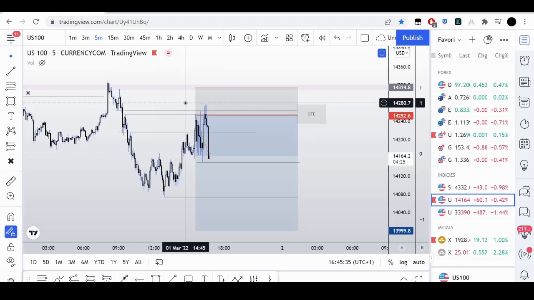Okay, where's this high? 14278. I've got to go through multiple accounts just to do this. I need a trade copier, bro. All right, 14278.0. Modify. All right, got to go to another one. My other accounts. 14278.0. Modify. All right, my other ones.